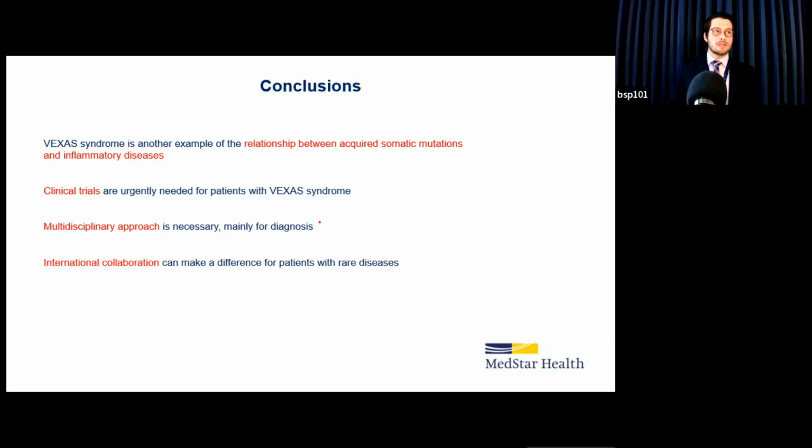So mainly for diagnosis and then to refer to the specialties for treatment. And international collaboration can definitely make a difference in patients with rare disease. I think VEXAS is a perfect example. The people at the NIH continue working very closely with the French who are leading the field, and hopefully this will lead to answers for these patients.